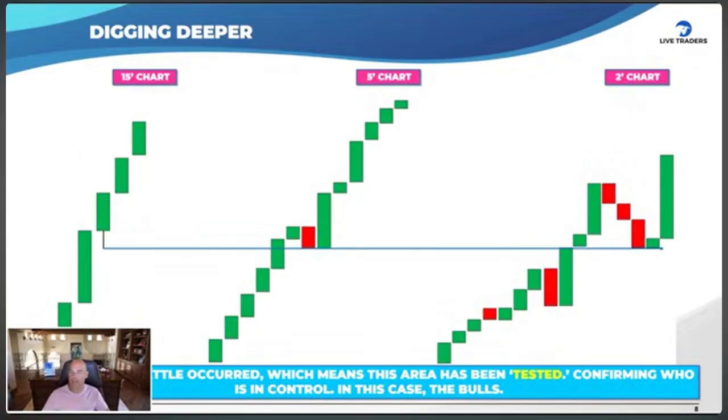So now, it tends to look like this. Same thing as the last slide, but we added a 2-minute. The 15 is up, up, up, up, and then we get a little reaction. On the 5, it's one red bar. That bottoming tail is one red bar. On the 2, it happens to be a 3-bar pullback, and it becomes a buy setup. Key point, a battle occurred, which means this area has been tested, confirming who is in control, in this case, the bulls. Okay?